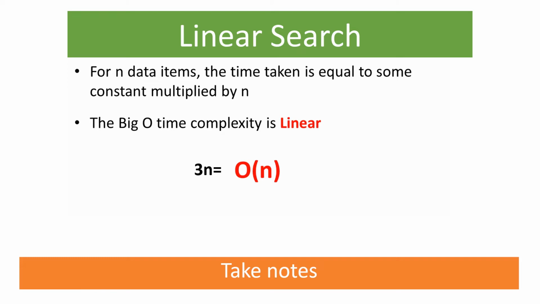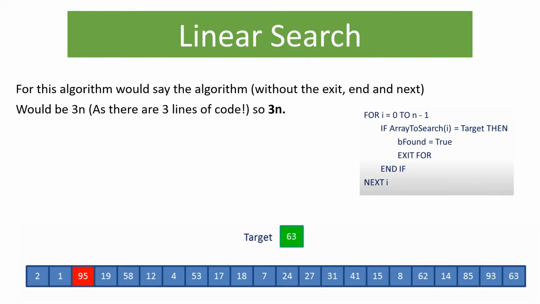So for n data items, the time taken is equal to the constant multiplied by n. So in our last experience, it was 3n, but we can just represent this as O(n). Can you please add this into your notes about the linear search on your A3 paper? So really, just as a recap, for this algorithm, we'd say the algorithm was O(n), 3n, remember.